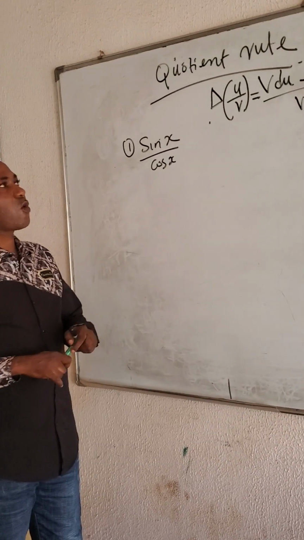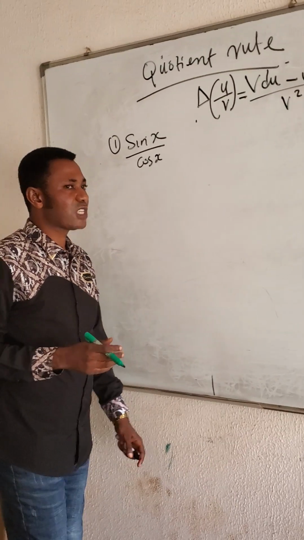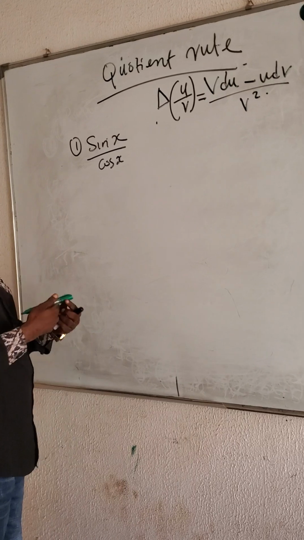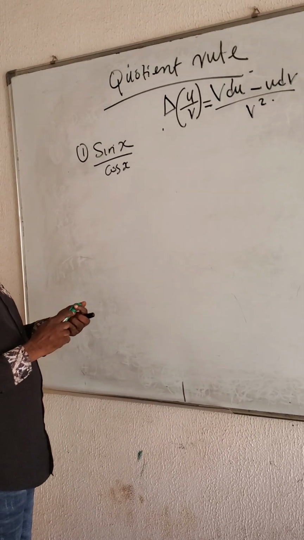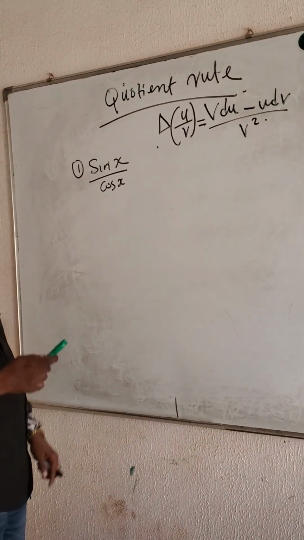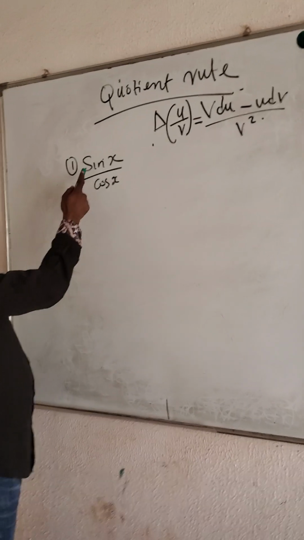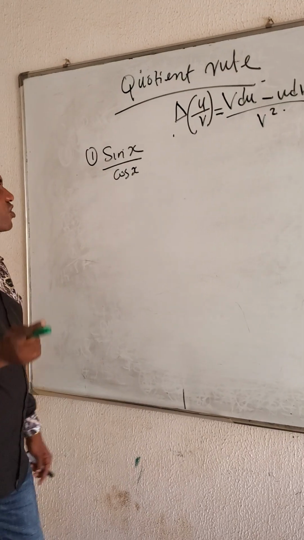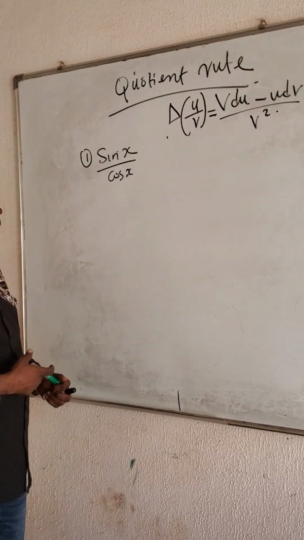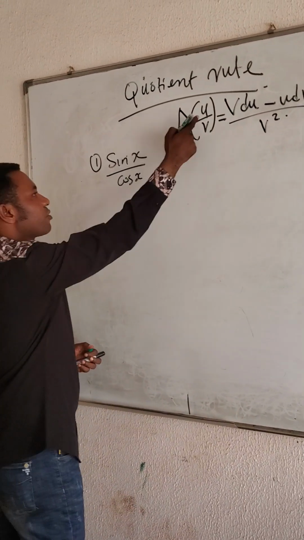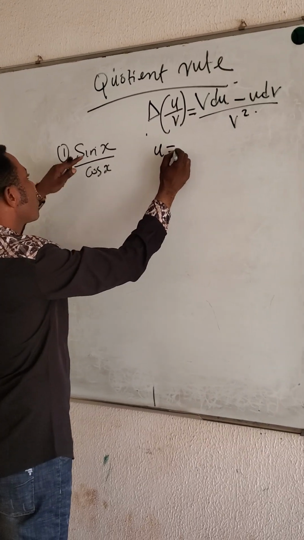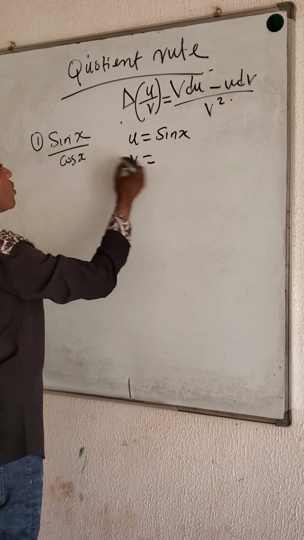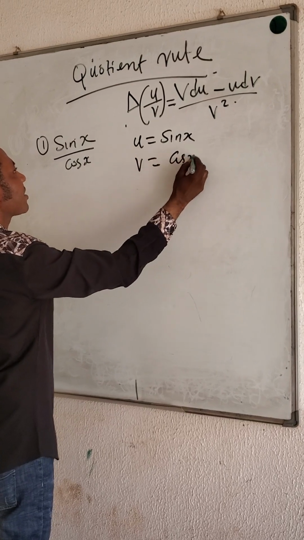Today we want to consider the quotient rule, and it's still under differentiation. Now, the first example is sin x all over cos x. We know that sin x over cos x is equal to tan x. But because we have sin x as the numerator and cos x as the denominator, we use what? Quotient rule. Where from the formula, my u is equal to what? Sin x, and my v is equal to cos x.